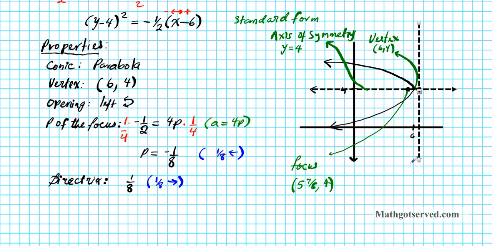It goes through the x-axis at what value? We're going to go 1/8 units to the right. So that is a vertical line x equals 6 plus 1/8, which is 6 and 1/8. Okay, so let's go ahead and label that line. So this line is our directrix. And it's easy to see that it is x equals 6 plus 1/8, which is 6 and 1/8, or 49/8. Okay, so that's the equation of our directrix.